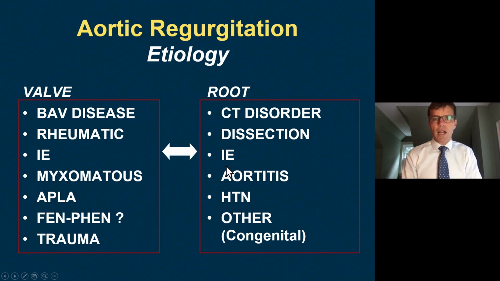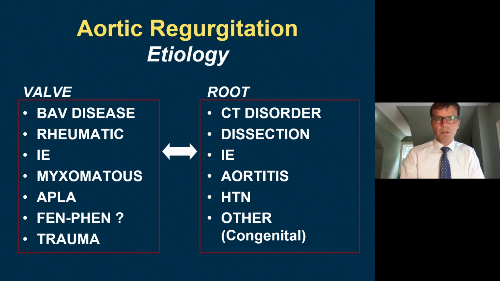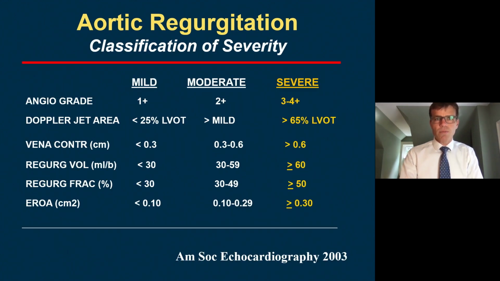Obviously, infective endocarditis, increasingly a problem that we've seen a lot here in Massachusetts, at least. And then there are other less common etiologies: antiphospholipid antibody syndrome, fen-phen, a blast from the past there, myxomatous degeneration. Hypertension is probably underrepresented as an important cause of aortic dilatation and subsequent aortic regurgitation.